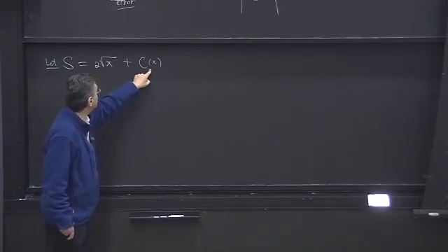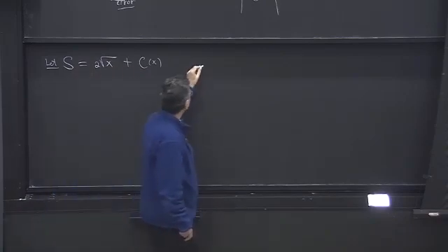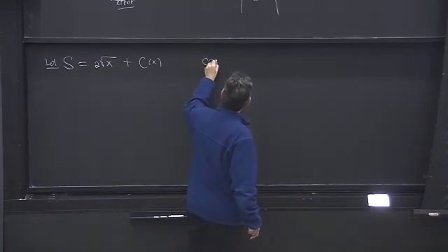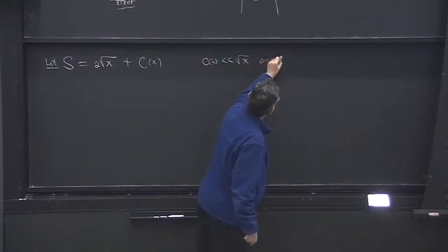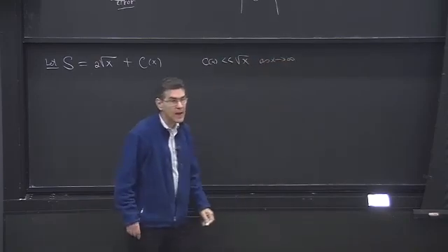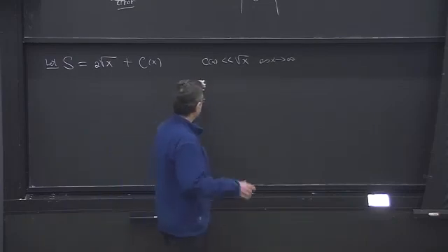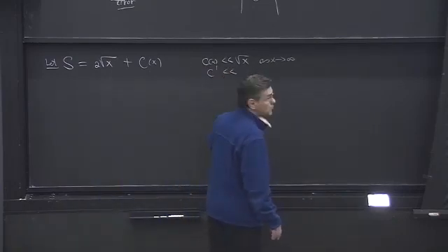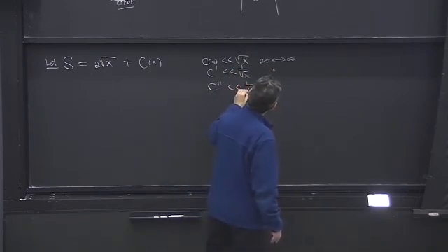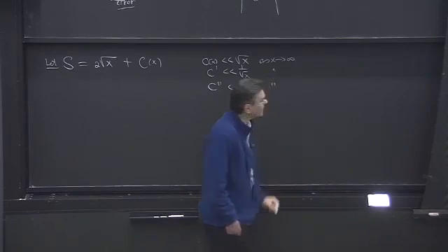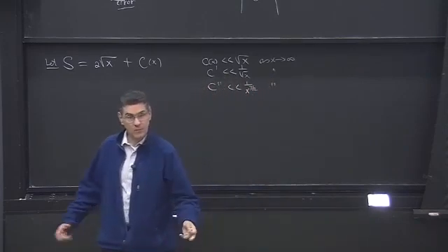Therefore, c is negligible compared with square root of x. We expect c of x to be negligible compared with square root of x as x goes to infinity. And furthermore, c prime should be negligible compared with 1 over the square root of x as x goes to infinity. And c double prime should be negligible compared with 1 over x to the 3/2 as x goes to infinity. Okay?